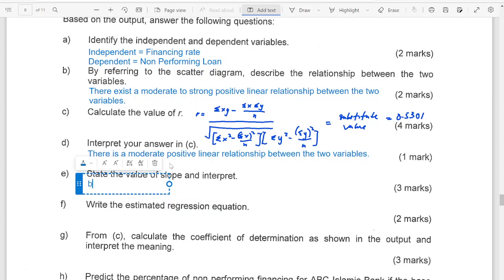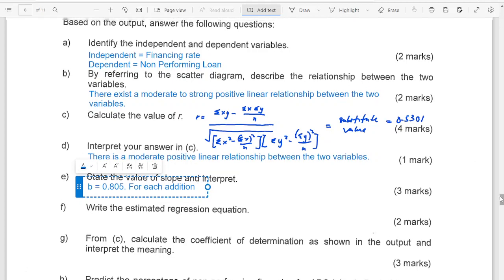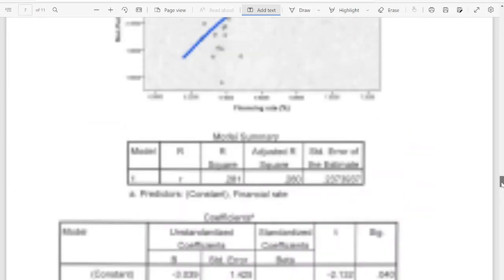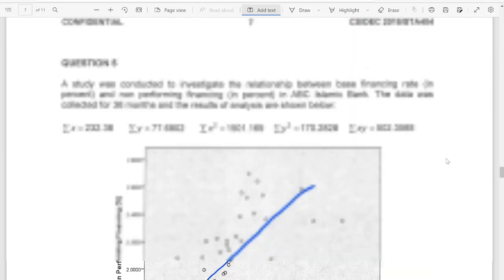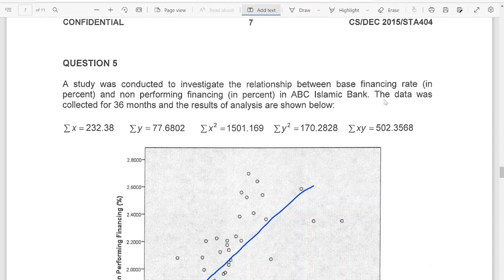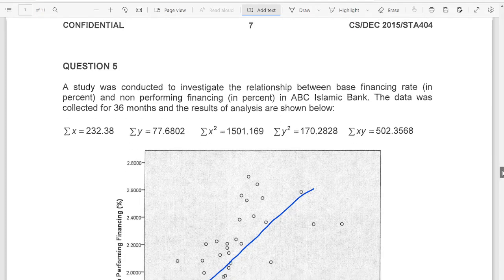Okay, you get here B is equal to 0.805. So what you can say here, so macam mana kita nak explain, for each additional unit dia apa? In this case, kalau tengok data asal, so we have the financing rate in term of what? In percent, right? So the financing rate is in percent, and then the performing financing pun in percent. So you get both in percent.